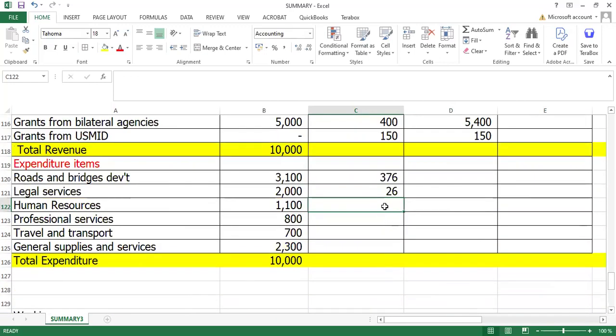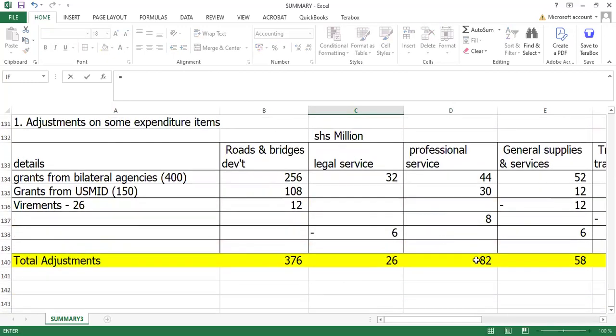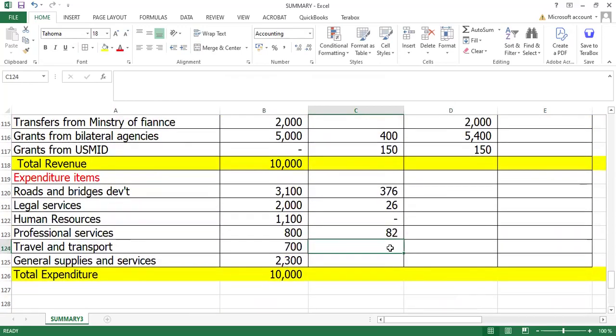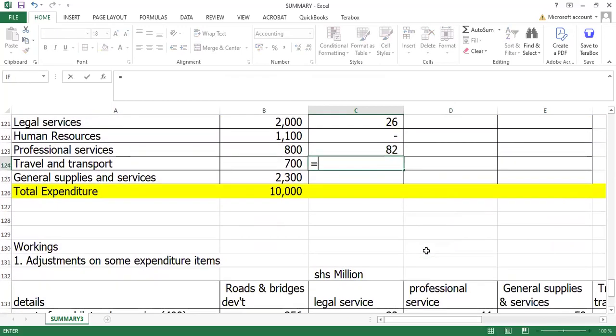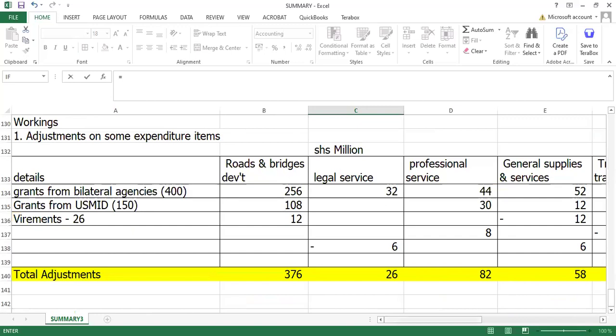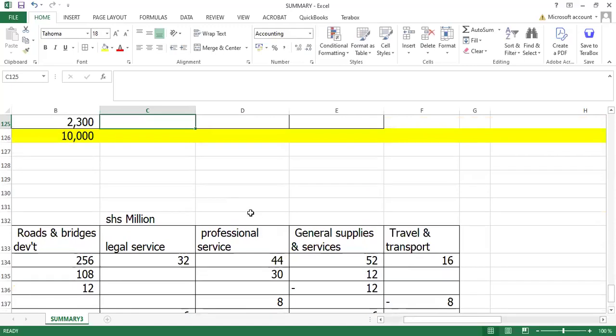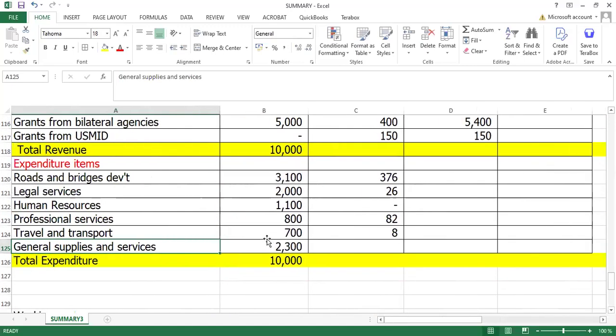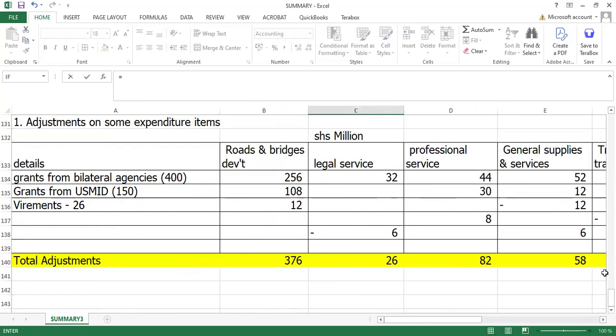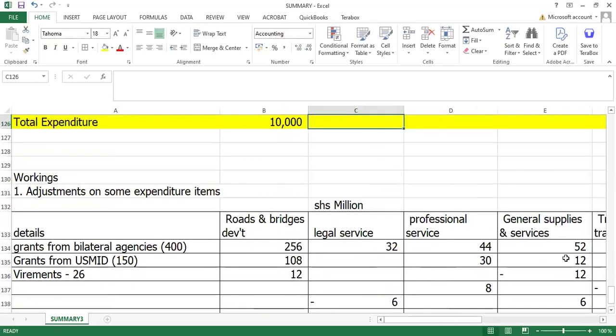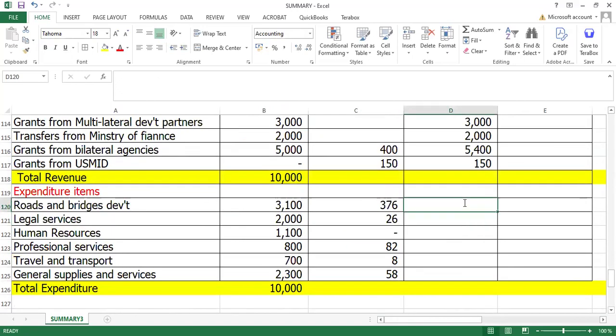Where there is human resource, we have not made any adjustment. Where there is professional services, I put 82. Where there is transport and travel, the total adjustment was 8. What about the last one? General supplies, the total adjustment is 58. Then you get the total.